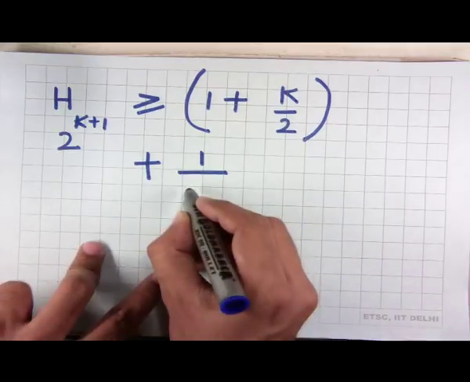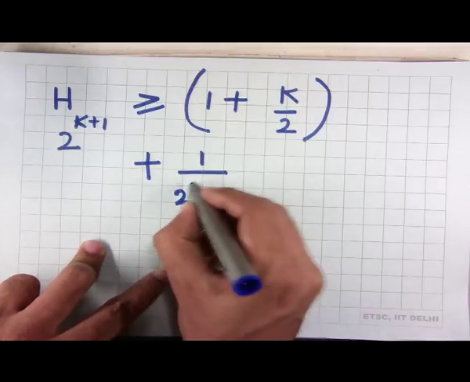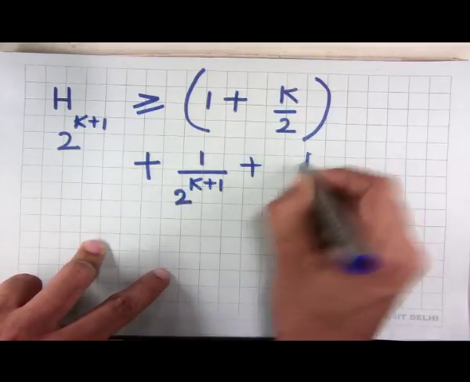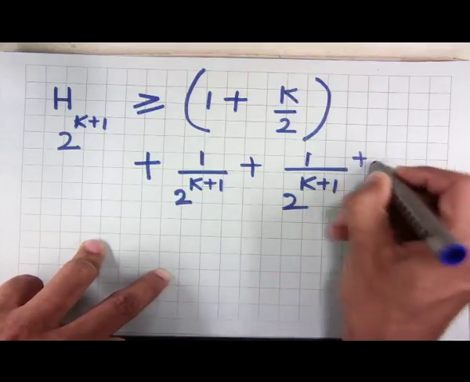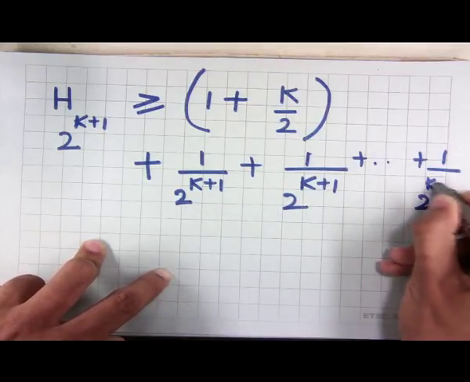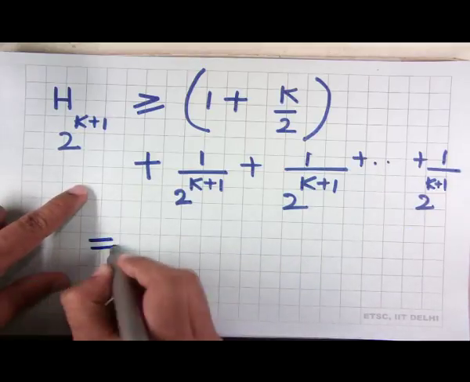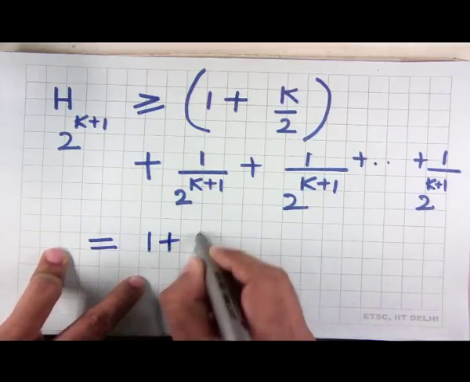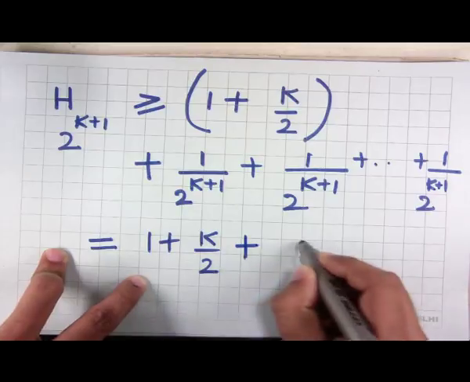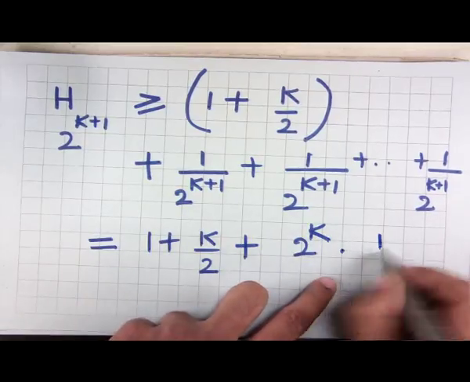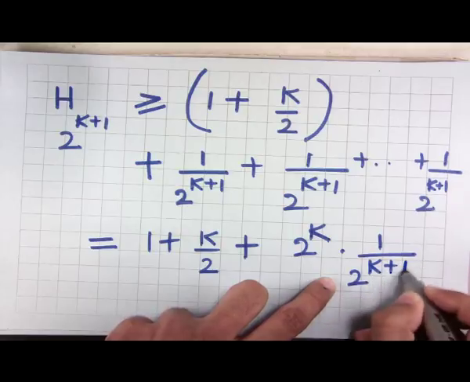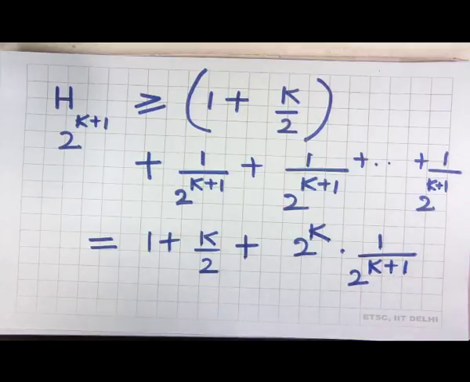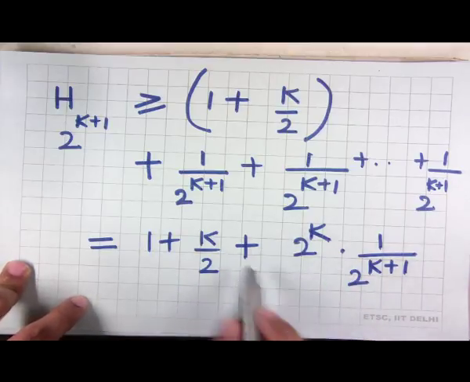So, this is 1 by 2 power k plus 1 plus 1 by 2 power k plus 1 and so on, 1 by 2 power k plus 1. Note that there are 2 power k terms there. So, this is equal to 1 plus k by 2 plus 2 power k into 1 by 2 power k plus 1. This is why I asked you to view 2 power k plus 1 as 2 power k plus 2 power k. So, there are 2 power k terms and we got like this.